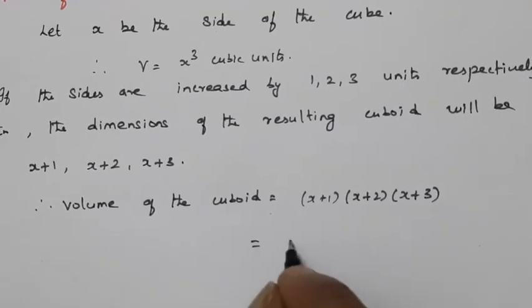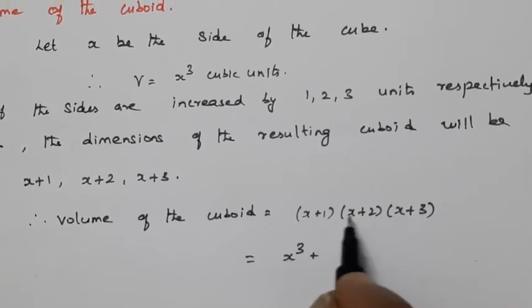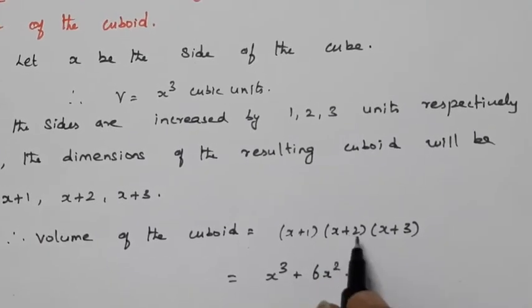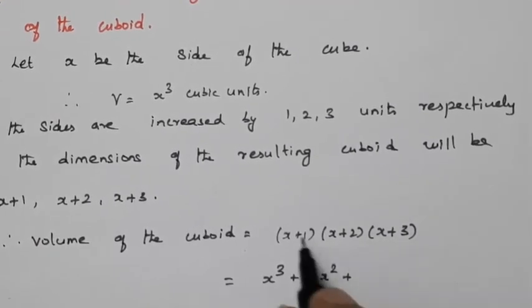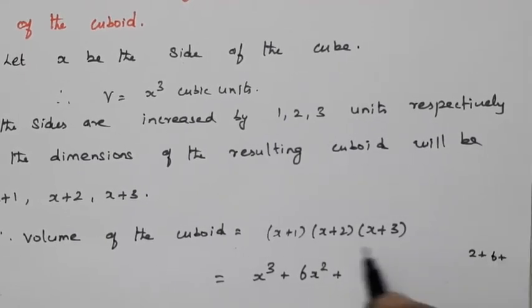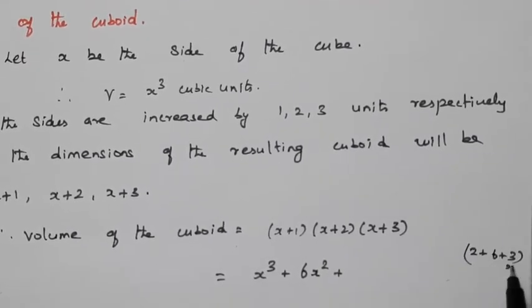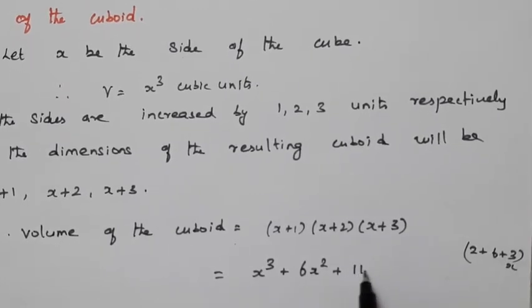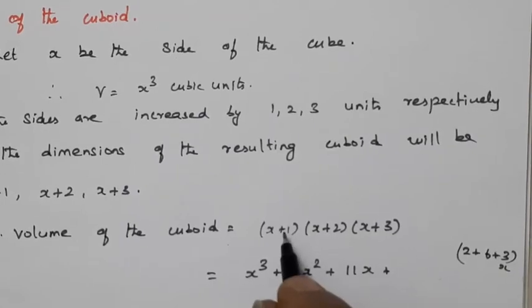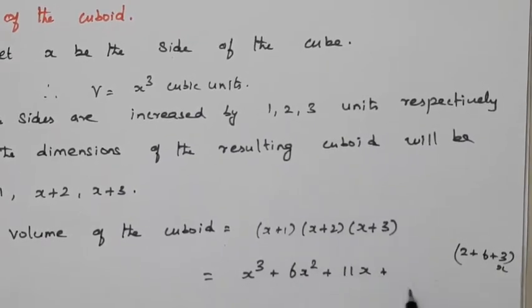That is nothing but x cube plus 1 plus 2 plus 3, that is 6, into x square, plus 1 into 2 plus 2 into 3 plus 3 into 1. That is the formula. So 1 into 2 is 2, plus 2 into 3 is 6, plus 3 into 1 is 3. This will be the coefficient of x, so that is nothing but 11x, and then plus the last one is alpha beta gamma, that is 1 into 2 into 3, that is nothing but 6. So this is the volume of the cuboid.